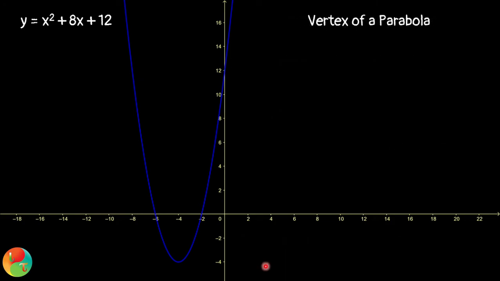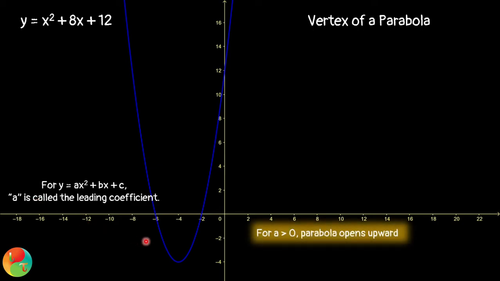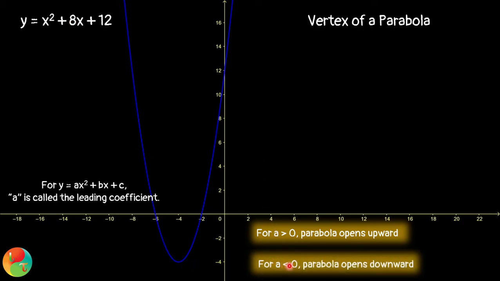Now let us talk about the vertex of a parabola. We know that for y is equal to ax square plus bx plus c, a is called the leading coefficient. For a greater than 0, it means when a is positive, the parabola opens upward, which is the case here: a is equal to 1, so the parabola is opening upwards. And for a less than 0, it means when a is negative, the parabola opens downwards.